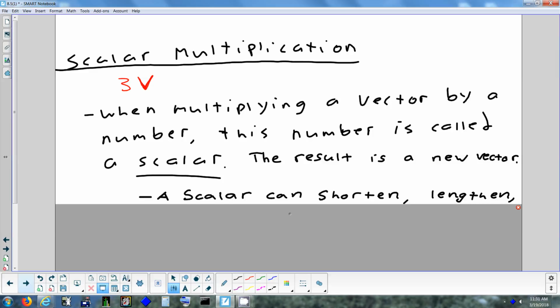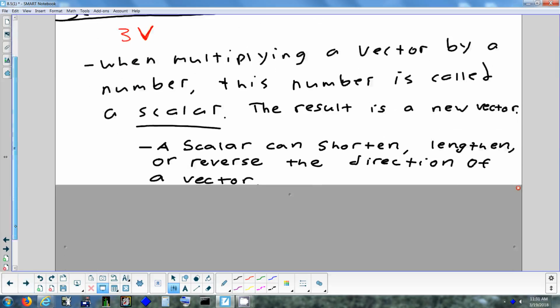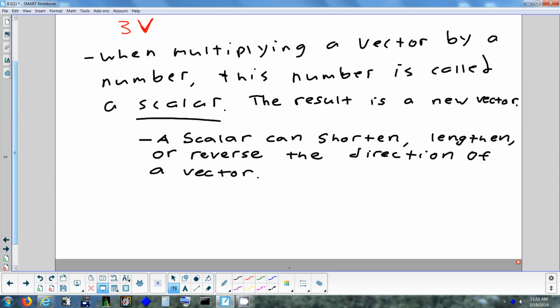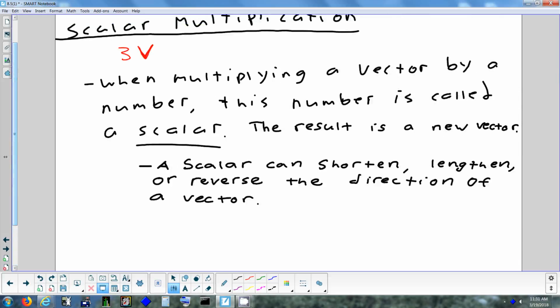Now, what would happen if I multiply by a negative scalar? I kind of just talked about that. It would change the direction. So a scalar can do 3 things. It can lengthen, shorten, or it can reverse the direction. Okay, any questions on that?